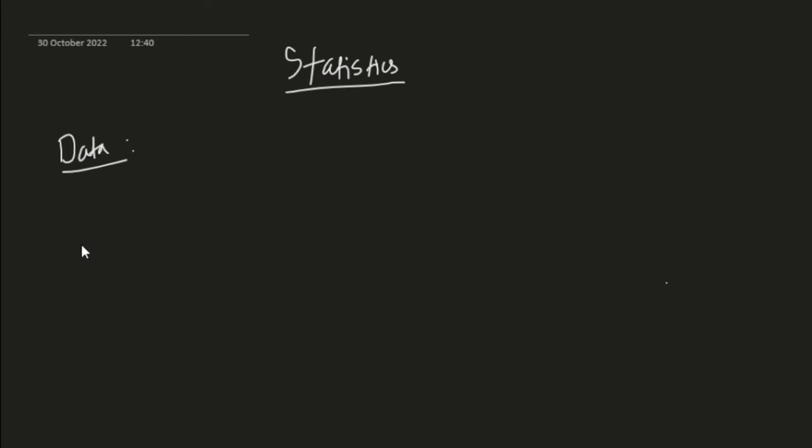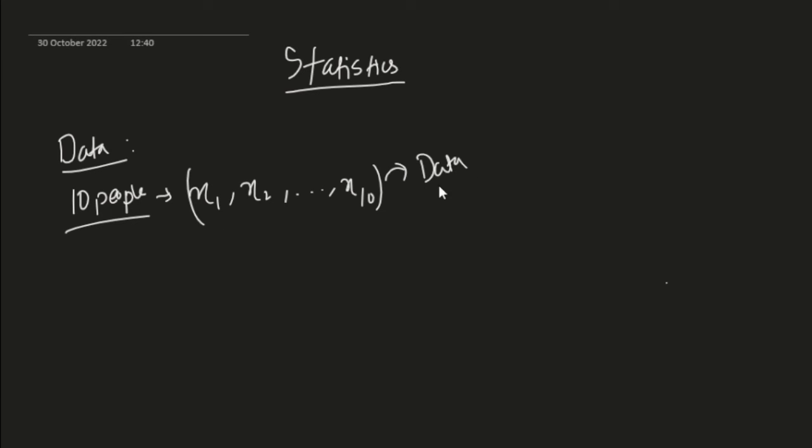For example, we can measure the heights of certain people. So let's say we have 10 people, and we measure the height of each of them. We can name the heights measured as x1, x2, and all the way up to x10. Let these be the data points. Okay, so what are these? These are the data for our sample experiment.